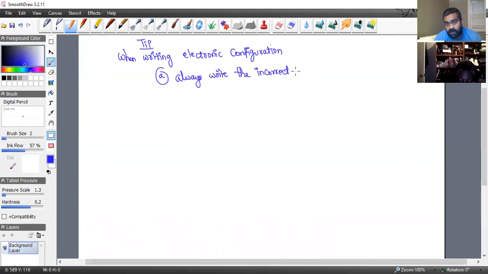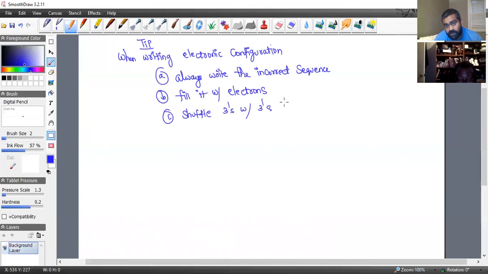That is, you follow the pattern that's in that image that I've given you. And then fill it with electrons. And then maybe we can do one example for that, just to fill it with electrons and then shuffle. Threes with threes. Fours with fours. This way, you're not going to get it wrong.